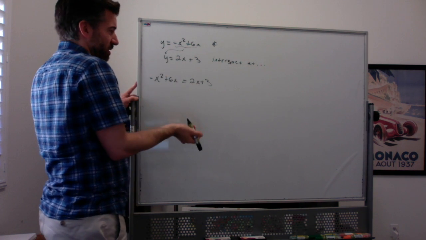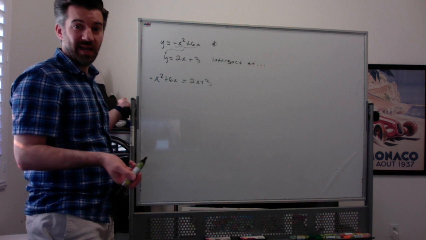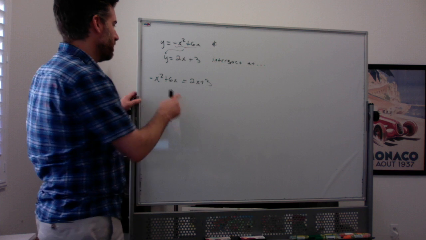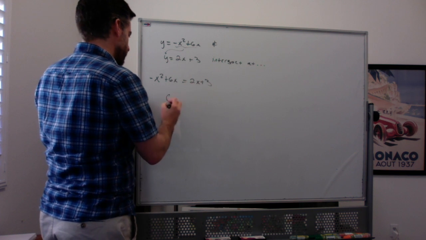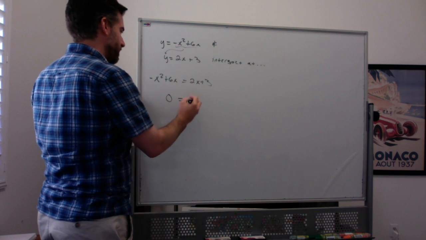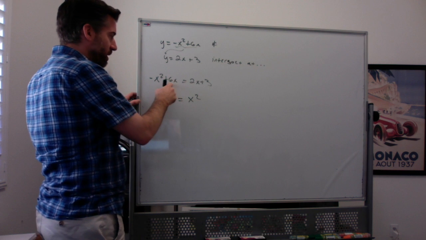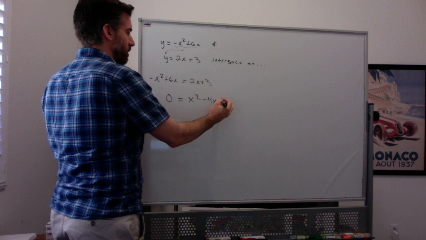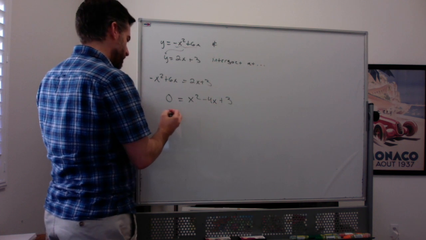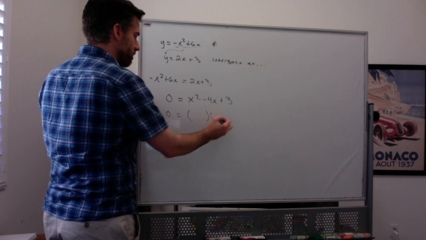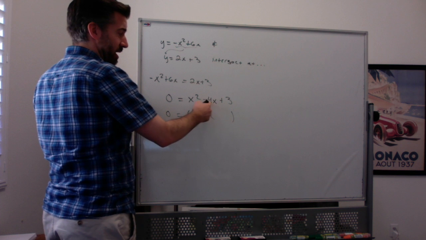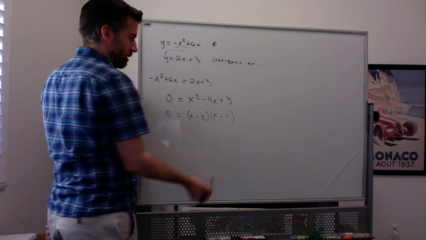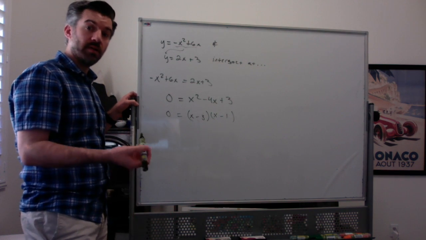Then I'm going to bring everything to one side. I like to bring things to the side where x squared has a positive coefficient because I'm better at factoring that way. So I'm bringing everything to the right, so I have 0 on the left. I'm going to add x squared and subtract 6x. 2x minus 6x is negative 4x, plus 3. And then this does factor relatively easily. I'm going to multiply to 3 but add to negative 4, so a minus 3 and a minus 1.